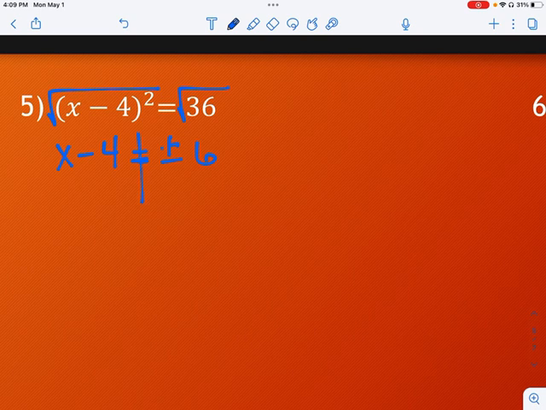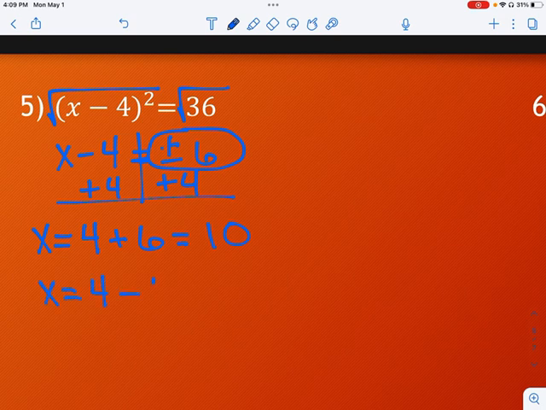Now, I need to solve the rest of this equation. So I'm going to add 4 to this. Remember, right here, you have two different solutions. You have a positive 6 and a negative 6. So my two answers are going to be 4 plus 6, which is 10. And it's also going to be 4 minus 6, which is negative 2. And those would be our two solutions that when we plug them in are going to give me 36 back.